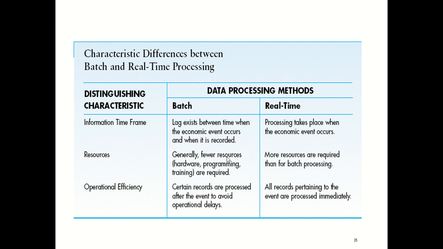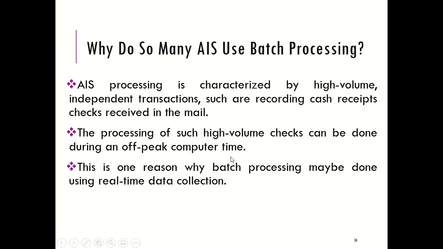Okay, lastly, in terms of system classes, why are there so many entities which use batch processing? AIS processing is characterized by high volume, independent transactions such as recording of cash receipts, checks received in email. Because of the high volume, maramihan, batch processing is more efficient to be used in this case, no? The processing of such high volume checks can be done during an off-peak computer time.